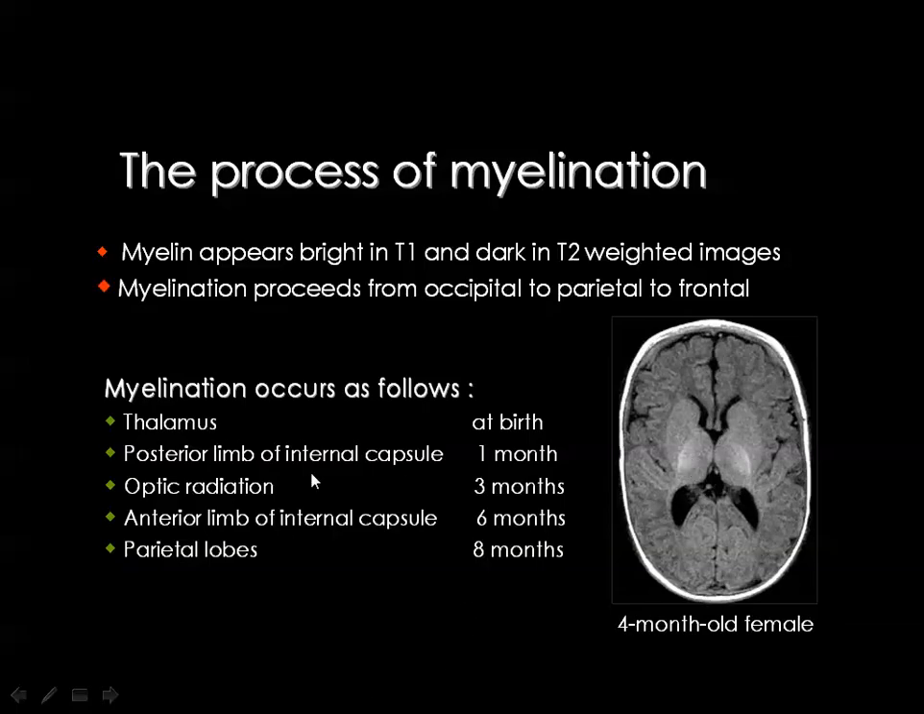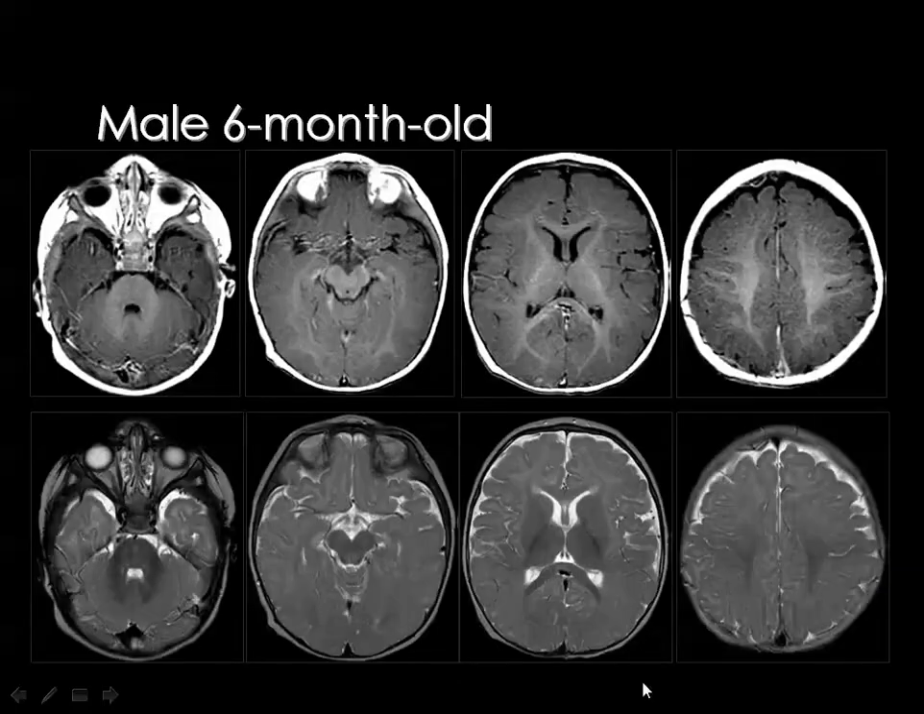you see that the fat is bright in the T1, the opposite of the fluid. The posterior limb of the internal capsule is myelinated by 1 month, the optic radiation by 3 months, the anterior limb of the internal capsule by 6 months, and the parietal lobes by 8 months. And this is a 6 months old child, and you see this is T1 and this is T2.